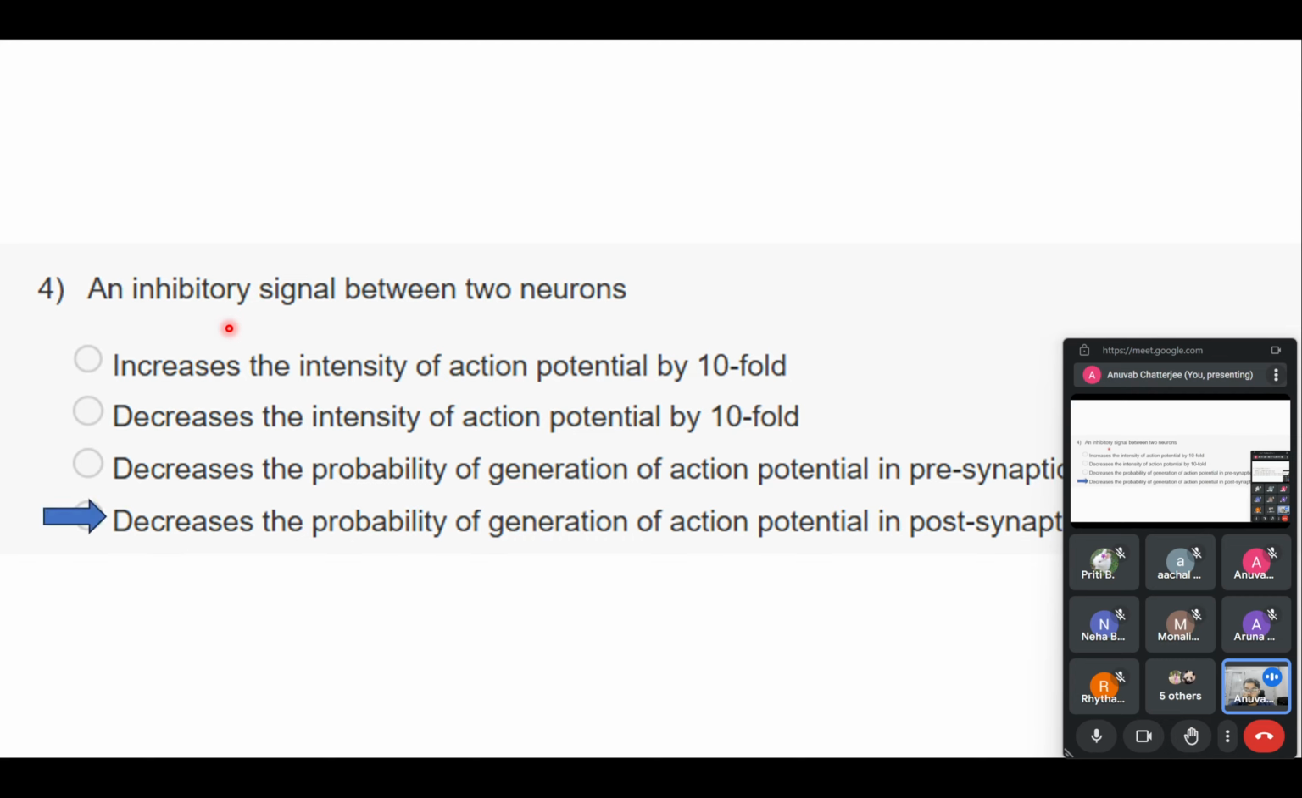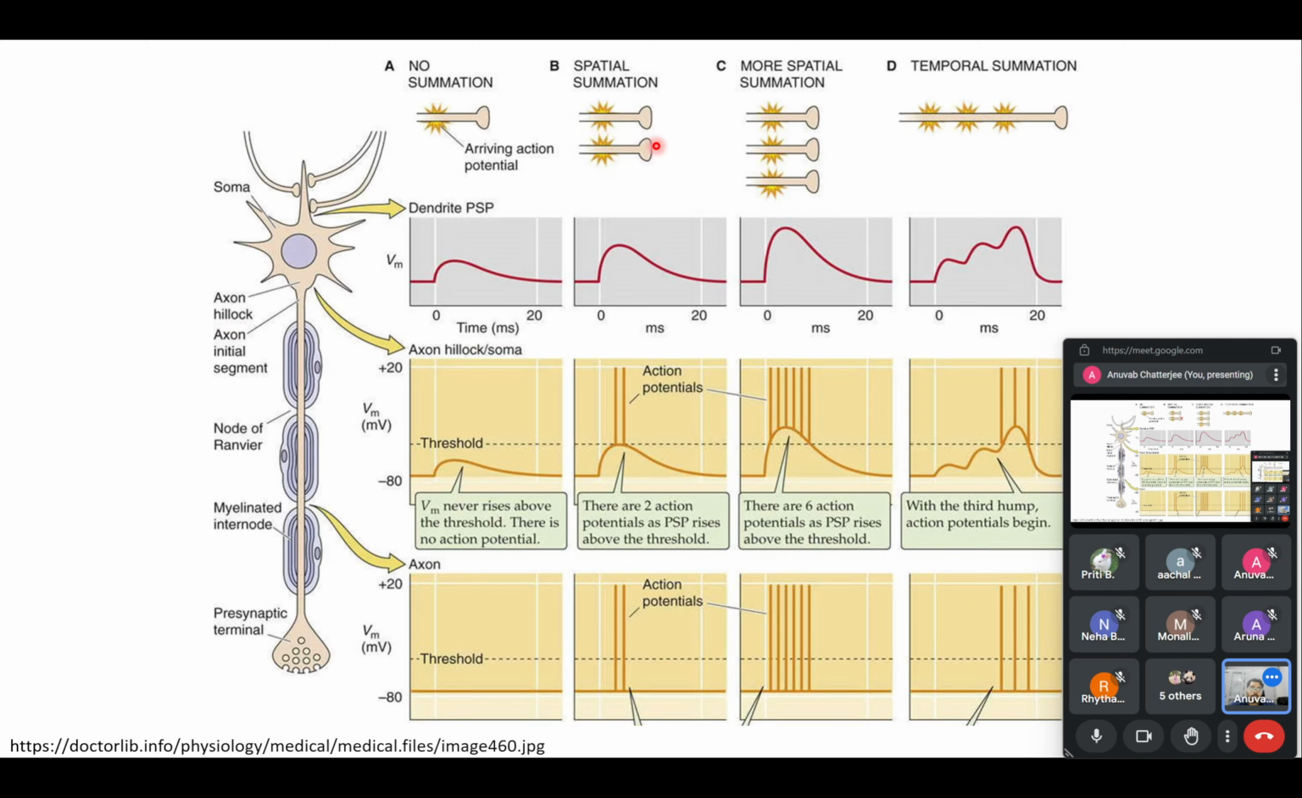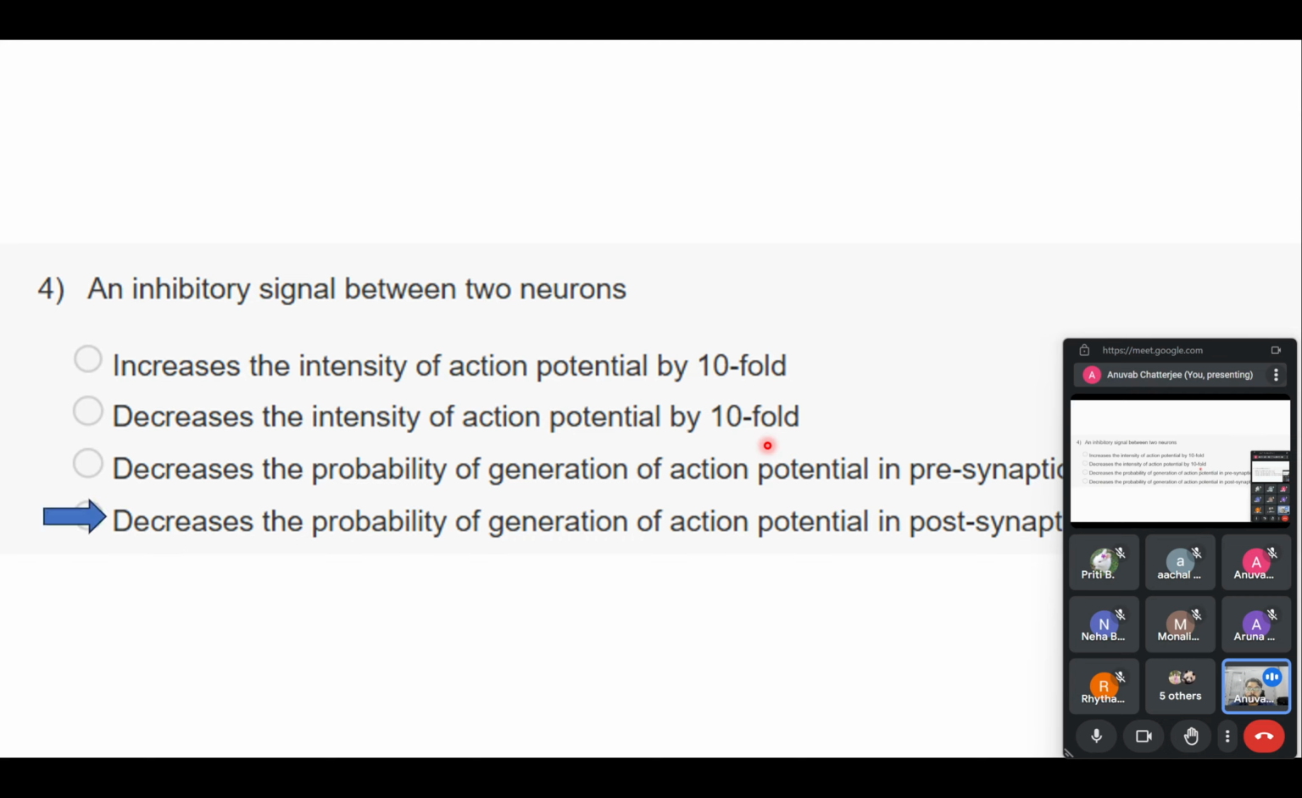Here you understand that an inhibitory signal will in all probability cause a hyperpolarization of the postsynaptic neuron. So going back to our discussion here, if one of these signals was inhibitory, it will actually decrease the polarization, which will make it even harder for the postsynaptic neuron to reach the threshold voltage. So essentially, an inhibitory signal will decrease the probability of generation of an action potential in a postsynaptic neuron.